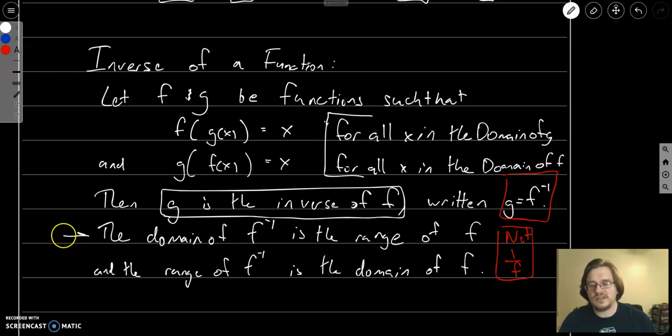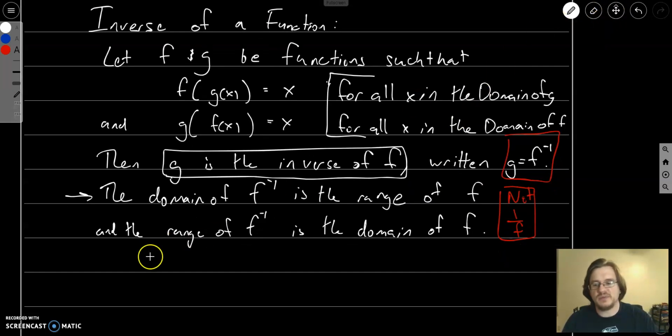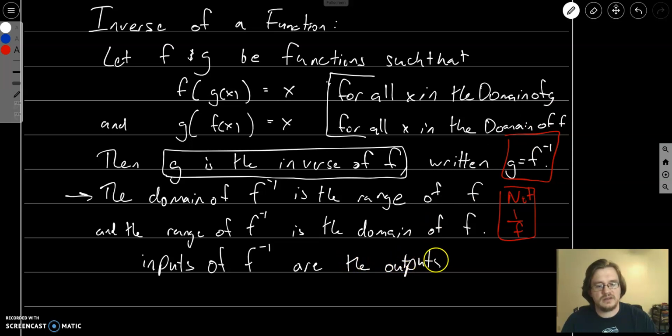So when we think about the relationship between the domain of a function and its inverse, well, what should we be able to plug into the inverse function? Well, whatever we can get out of f, so all of the outputs. So another way to think of this is that the inputs of f inverse are the outputs of f, and vice versa. So the outputs of f inverse should be the inputs of f. If they're going to undo one another, I have to plug what I get from one into the other.